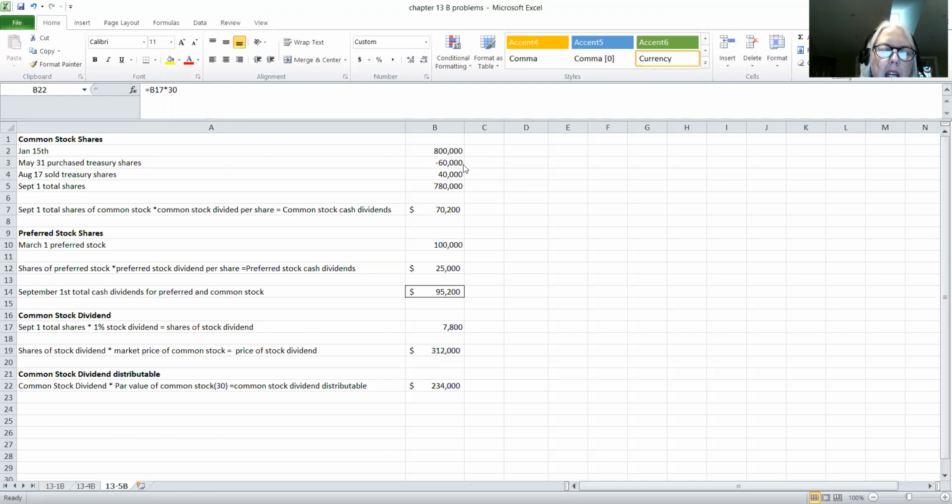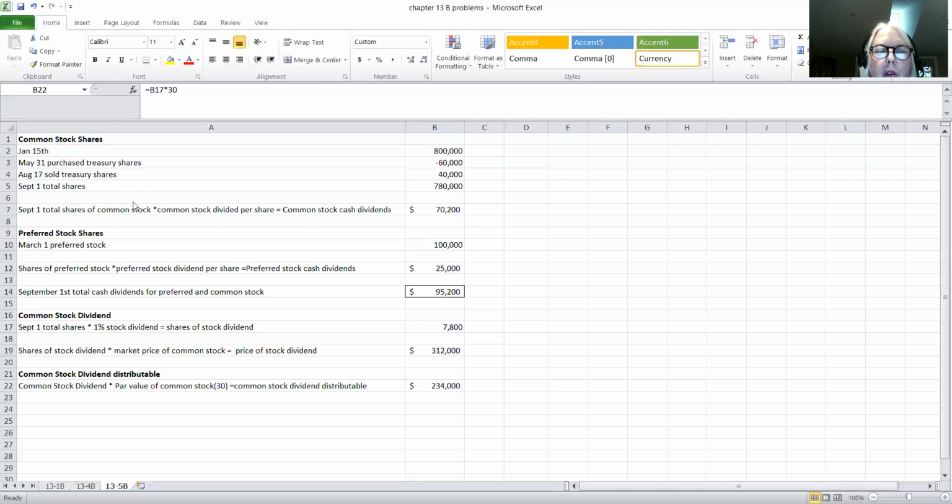Treasury stock, you cannot give dividends on them. So we're going to deduct these from the original amount of stock that we had before we can determine the number of shares that we have available for dividends. So treasury stock is going to be subtracted from the original 800,000 shares. Now on August the 17th, we sold the treasury stock, so we put it back out on the market, and this 40,000 that we sold, we can give dividends on.